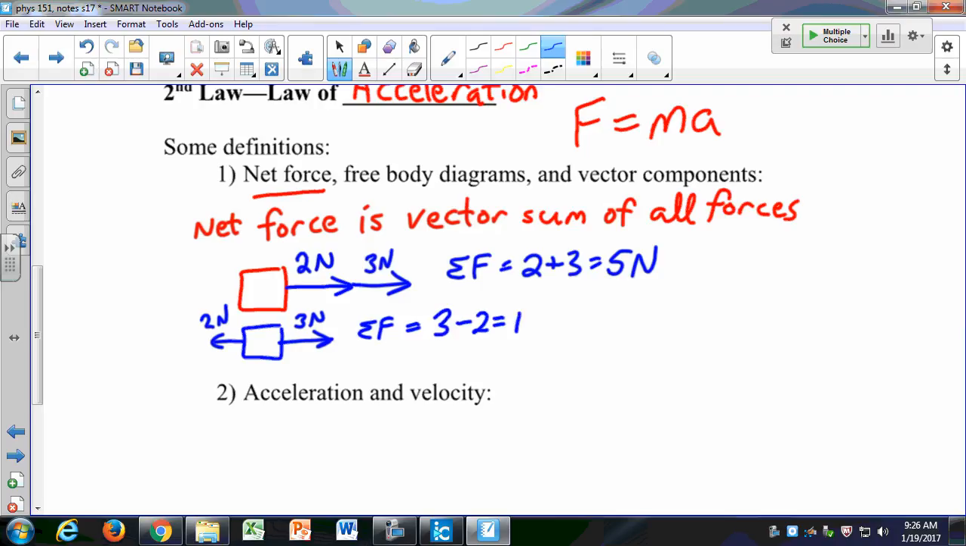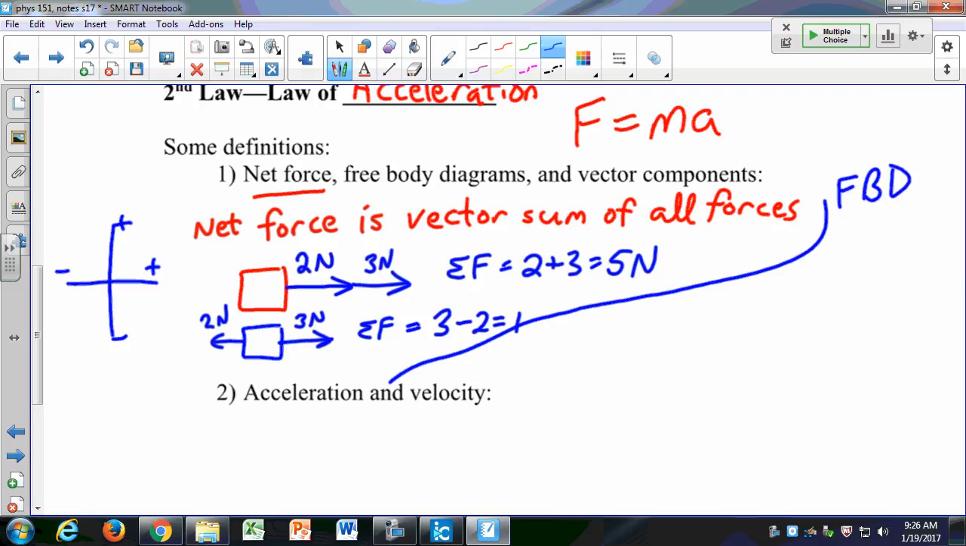We generally, when we think of our coordinate system, we let this be positive and this be negative. Right be positive, left be negative, up be positive, and down be negative. Okay? So that's our net force. A free body diagram, your book talks about this, I'm just going to abbreviate it. A free body diagram is simply a picture with all the forces, or a diagram with all the forces that are acting on it. So let's say I have a picture of me.